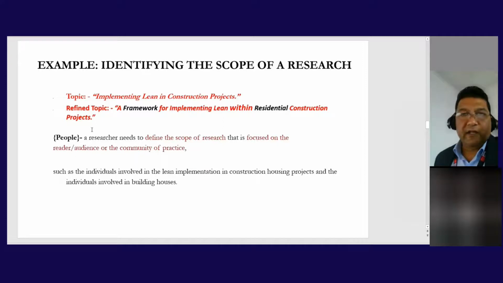The people could be the project managers, the supply chain managers, or the main contractors who take care of the project management and the supply chain management. Or people could be the lean managers who are responsible for implementing lean into a construction supply chain. Same thing when you talk about people in the IT industry or the logistics industry: you need to think about who is going to utilize your research. Those are the people you are targeting.